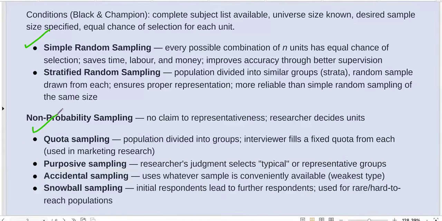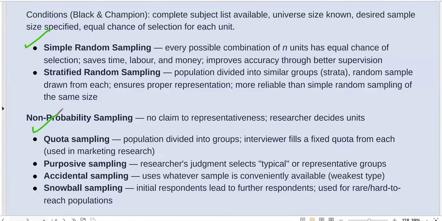Then we have non-probability sampling. There is no claim that everybody has equal chance. The researcher will decide the unit. The very first method is quota sampling. You are dividing a population into groups, and an interviewer decides a quota from each. Okay, so I have 50 people in the high income group, and I am choosing 5 people from that group. I will ask questions based on marketing: what mobile you use, how you use it. So I am deciding the quota for each of the groups.